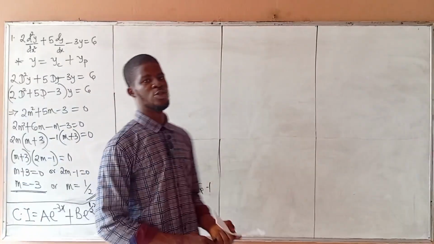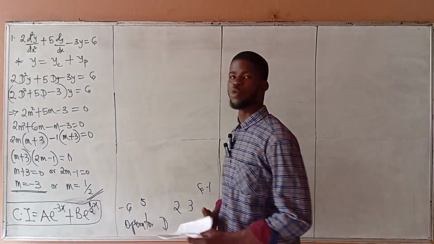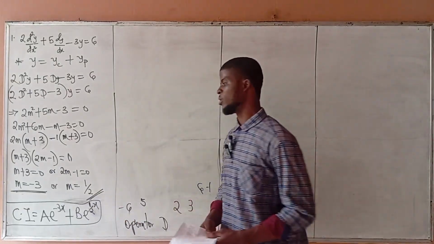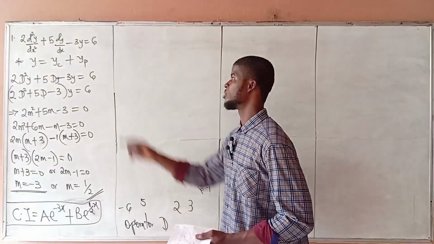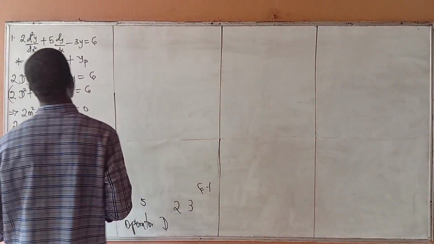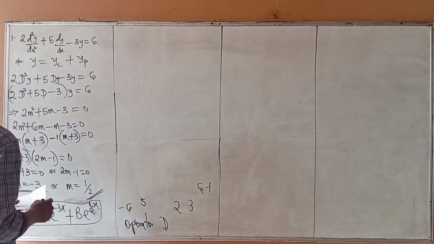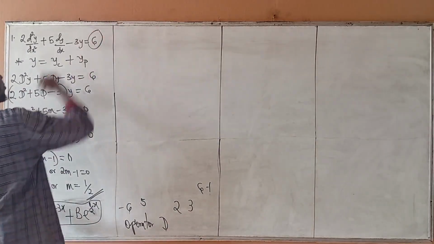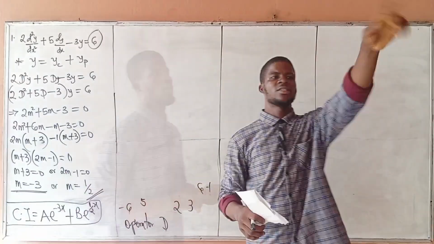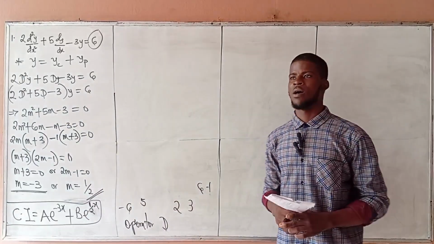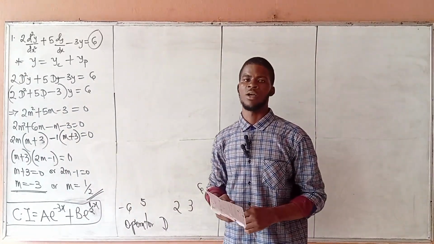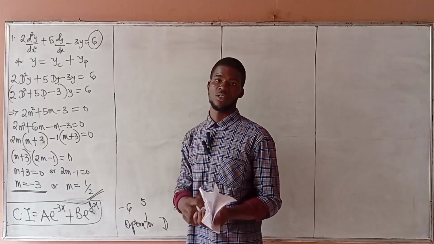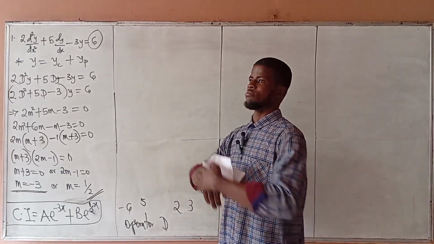So the next thing to do is to determine the particular integral. Then we'll add it to this, and that gives us the solution to this equation. Now, how do we do the particular integral? Look at the function again. At the right hand side, what do we have? We have a constant, 6. What did I say about the particular integral if the right hand side is a constant? I will assume a constant, k.